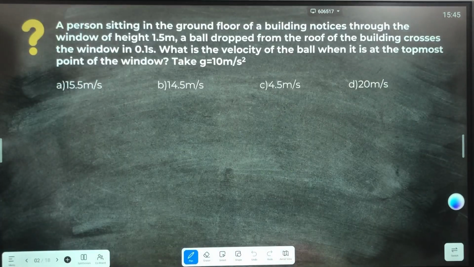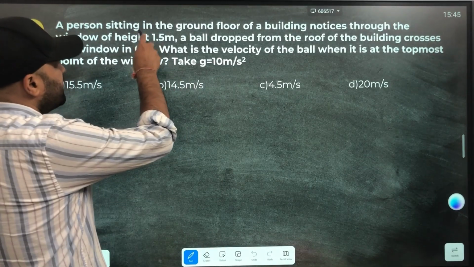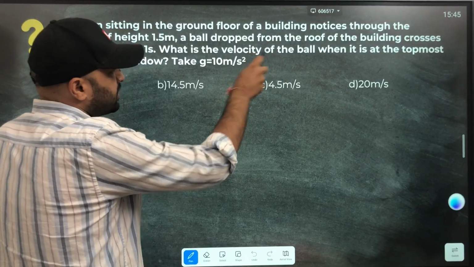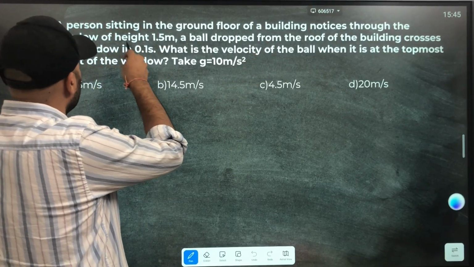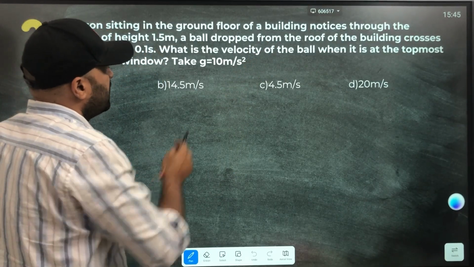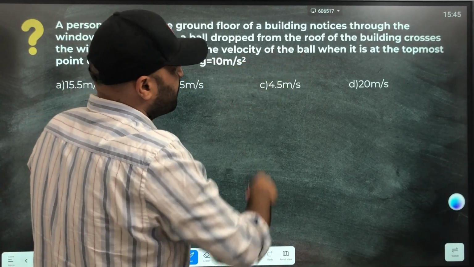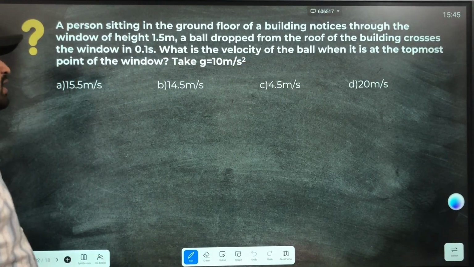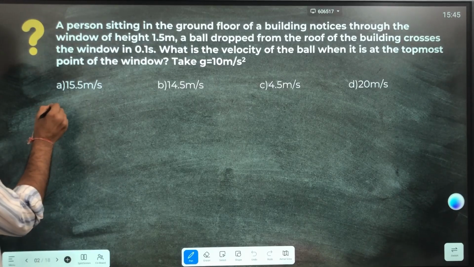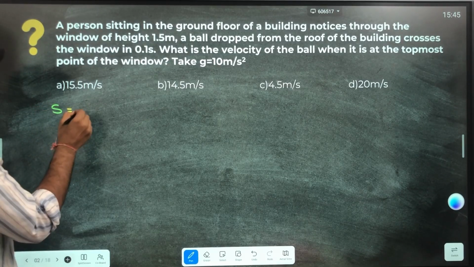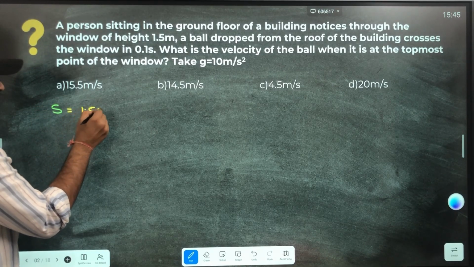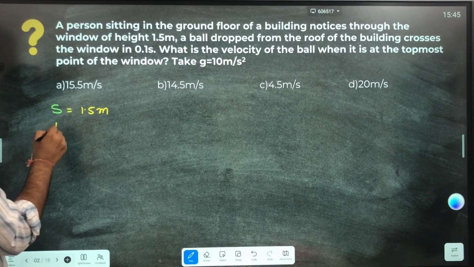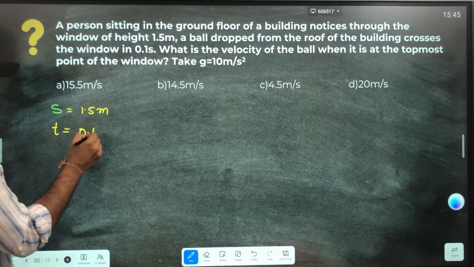Our next problem in the series is this one. Let me read it for you. A person sitting on the ground floor of a building notices through a window of height 1.5 meter a ball dropped from the roof of the building crossing the window in 0.1 second. So the distance traveled by the ball is nothing but 1.5 meter. And how much time has it taken? It has taken 0.1 second, right?